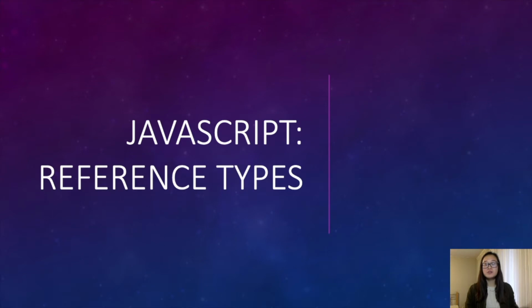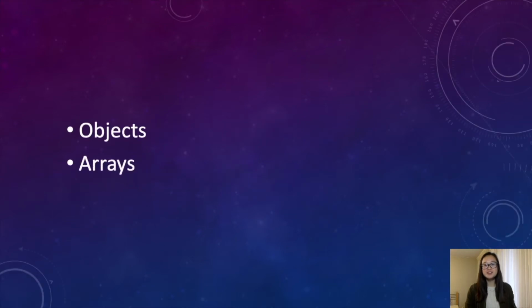Today I'll be going over the 3 reference types in Java: objects, arrays, and functions. So let's get started.